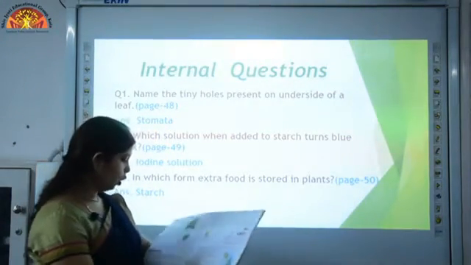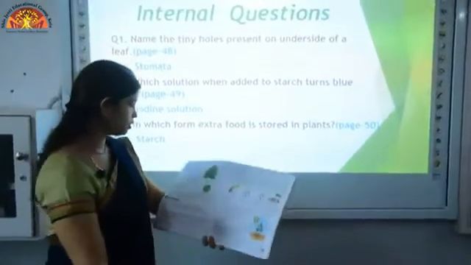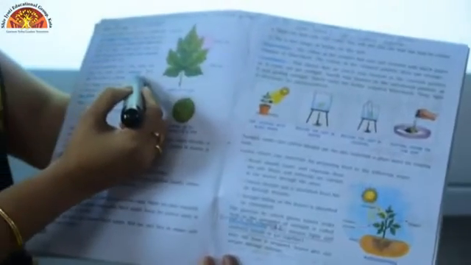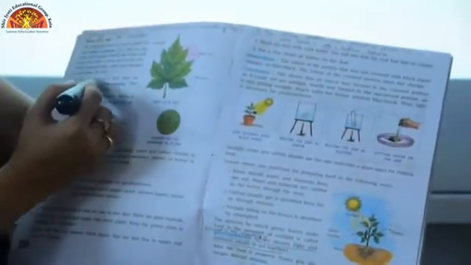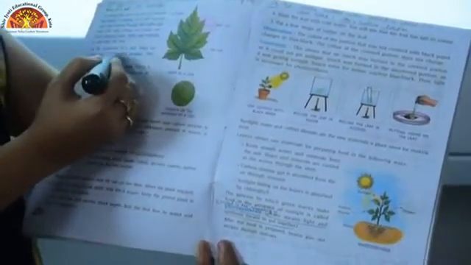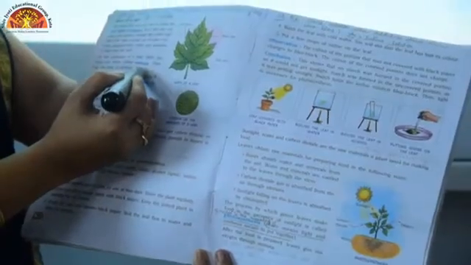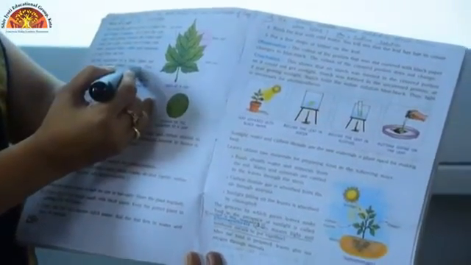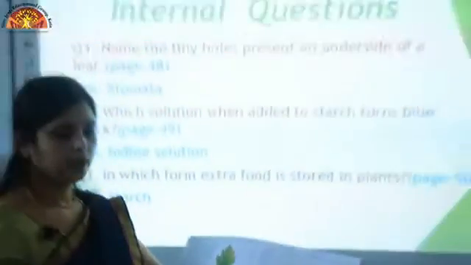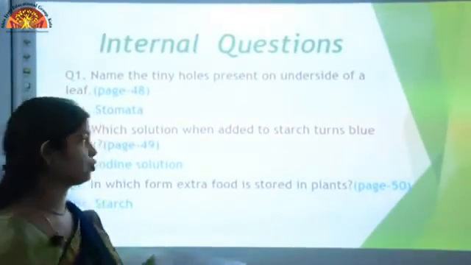So you see on page number 48 in your books, in the second paragraph under the heading parts of a leaf, you can see the second paragraph, second line, on the underside of a leaf there are many tiny holes called stomata. So you mark stomata over here and write the question above the paragraph. Okay. So now we move to next question.